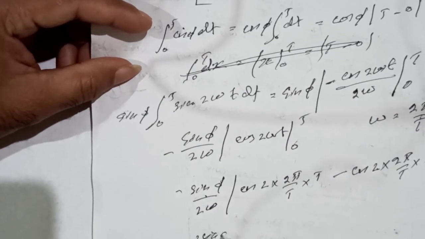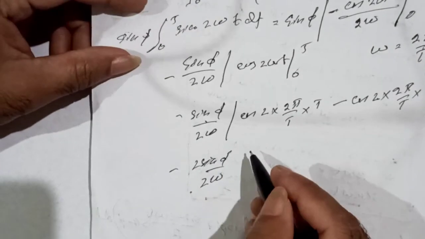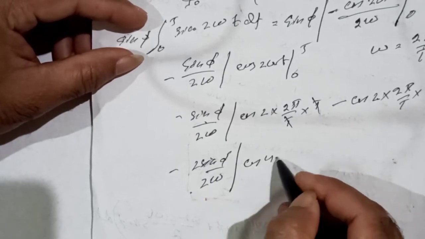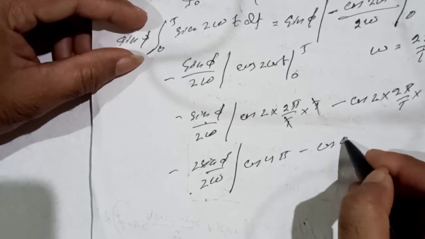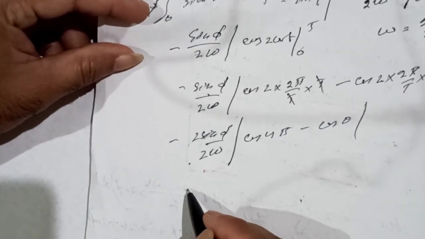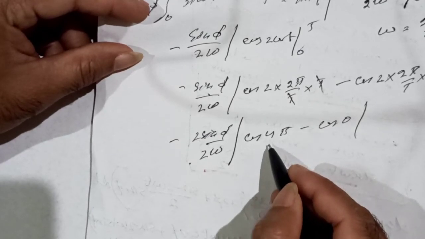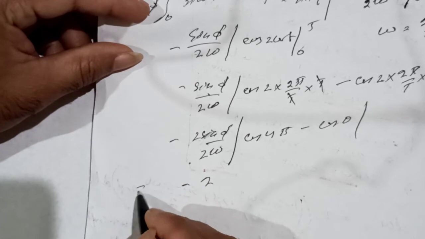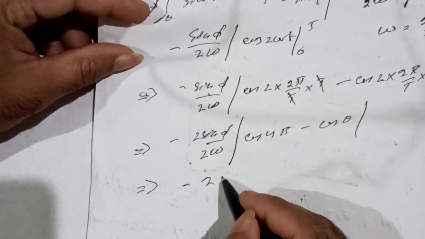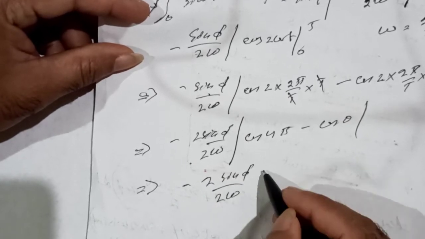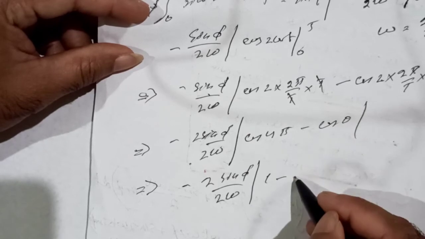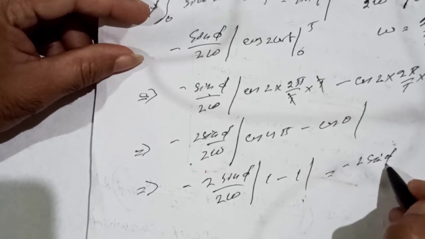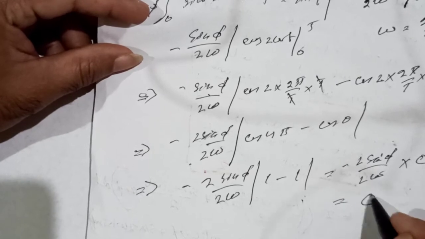So let's check it out. So this T and t can be cancelled. So cos 4 pi minus cos 0. Okay, so what is cos 4 pi? Cos 4 pi is 1, and cos 0 is also 1. So it is like this, minus sine phi by 2 omega. Cos 4 pi is 1 minus cos 0 is also 1, so 1 minus 1 is 0. So if we multiply minus sine phi by 2 omega into 0, it is simply 0.